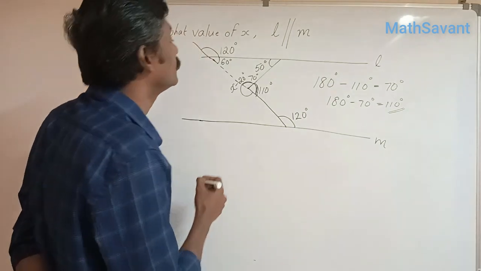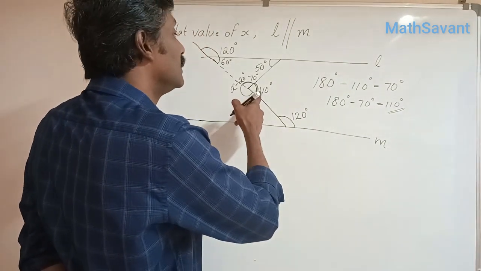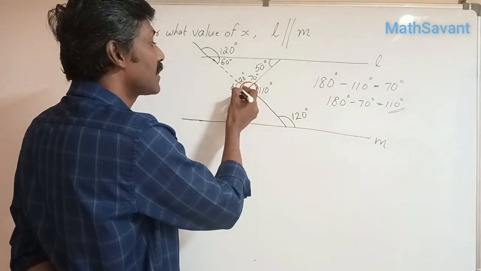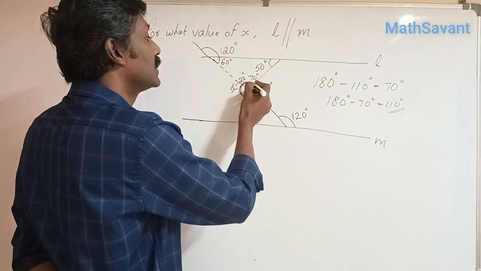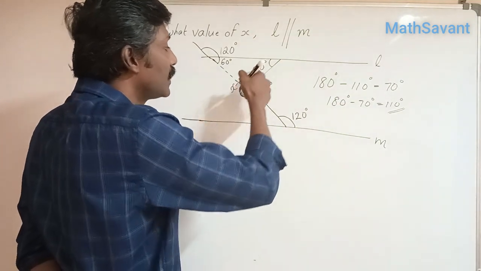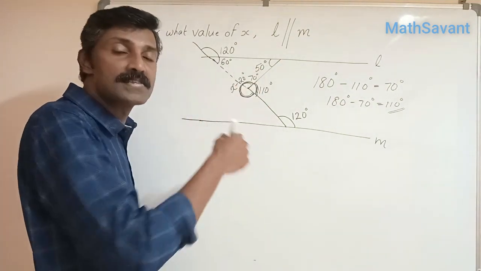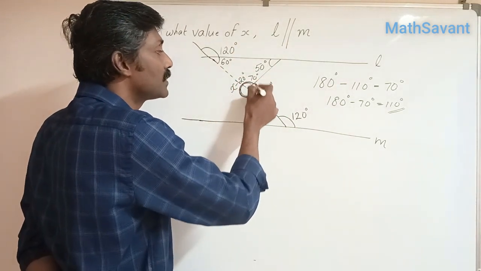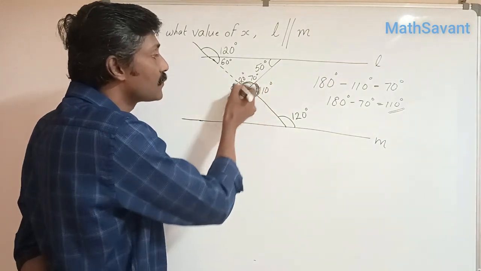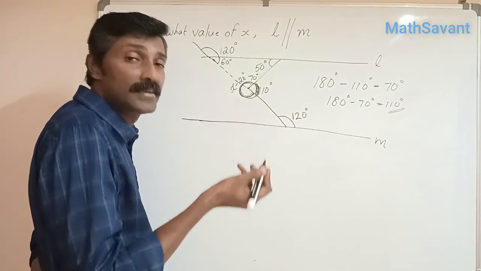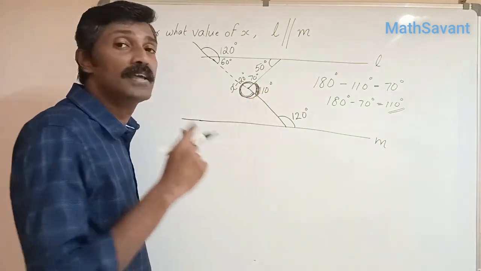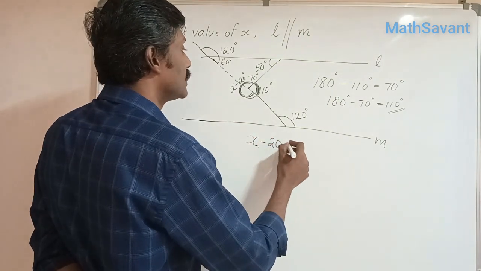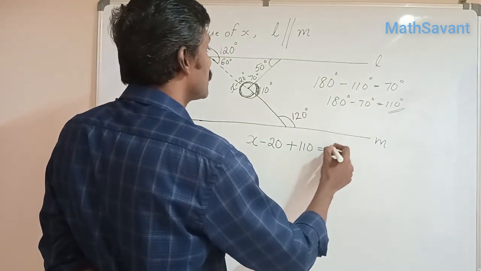Now, if this is 110, then what will be x minus 20? This entire angle is x minus 20, right? That means x minus 20 and 110 sum up to form one full circle. This is one full circle, right? So this part is 110 and the remaining part of the circle, the arc, is x minus 20 degree, right? So these two added will give you 360 degrees. So that means x minus 20 plus 110 is 360.